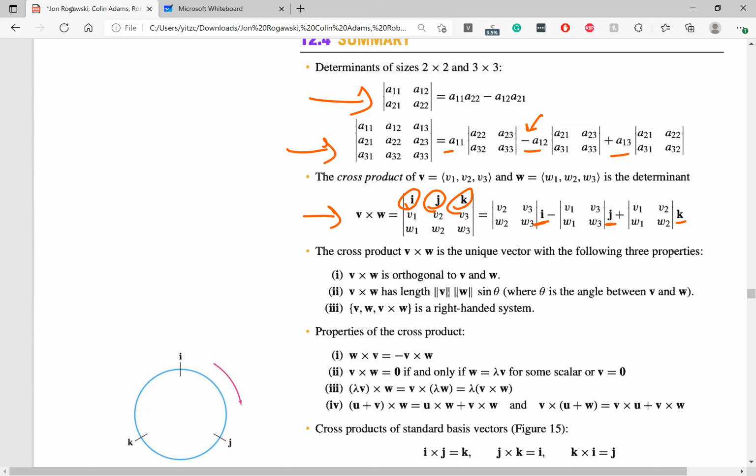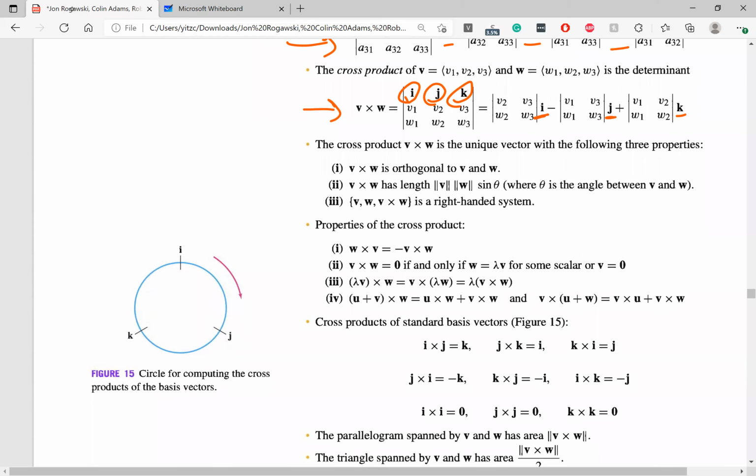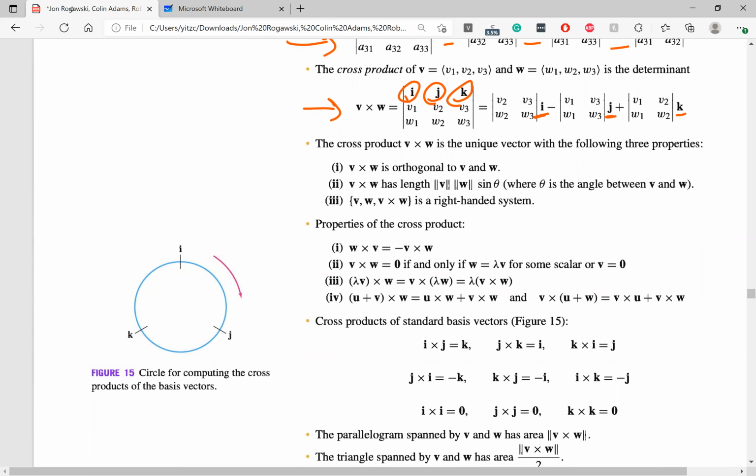Then some important facts about the cross product. By far, the most important property is that V cross W is orthogonal to both V and to W. And we proved that. And it will be used very often in this class. So very important to remember.